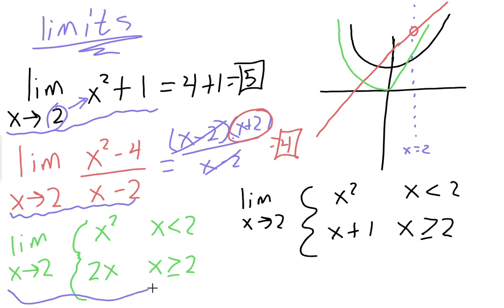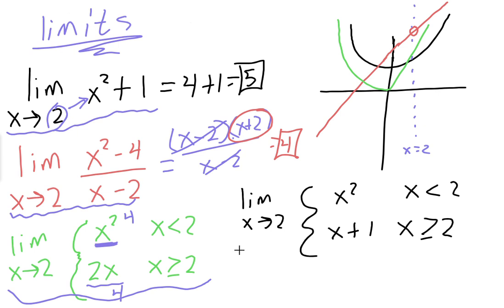How about if it's given piecewise? Like this one. We have x squared if x is less than 2, but we have 2x if x is greater than or equal to 2. If it's given piecewise, you just check left and right. So just plug it in here, we get 4. We plug it in here, well, we get 4 again. Since they agree, the limit exists, and the answer is 4. If they didn't agree, the limit would not exist. So for a piecewise function, all you have to do is just plug it in left and right to determine if the left and right are the same.